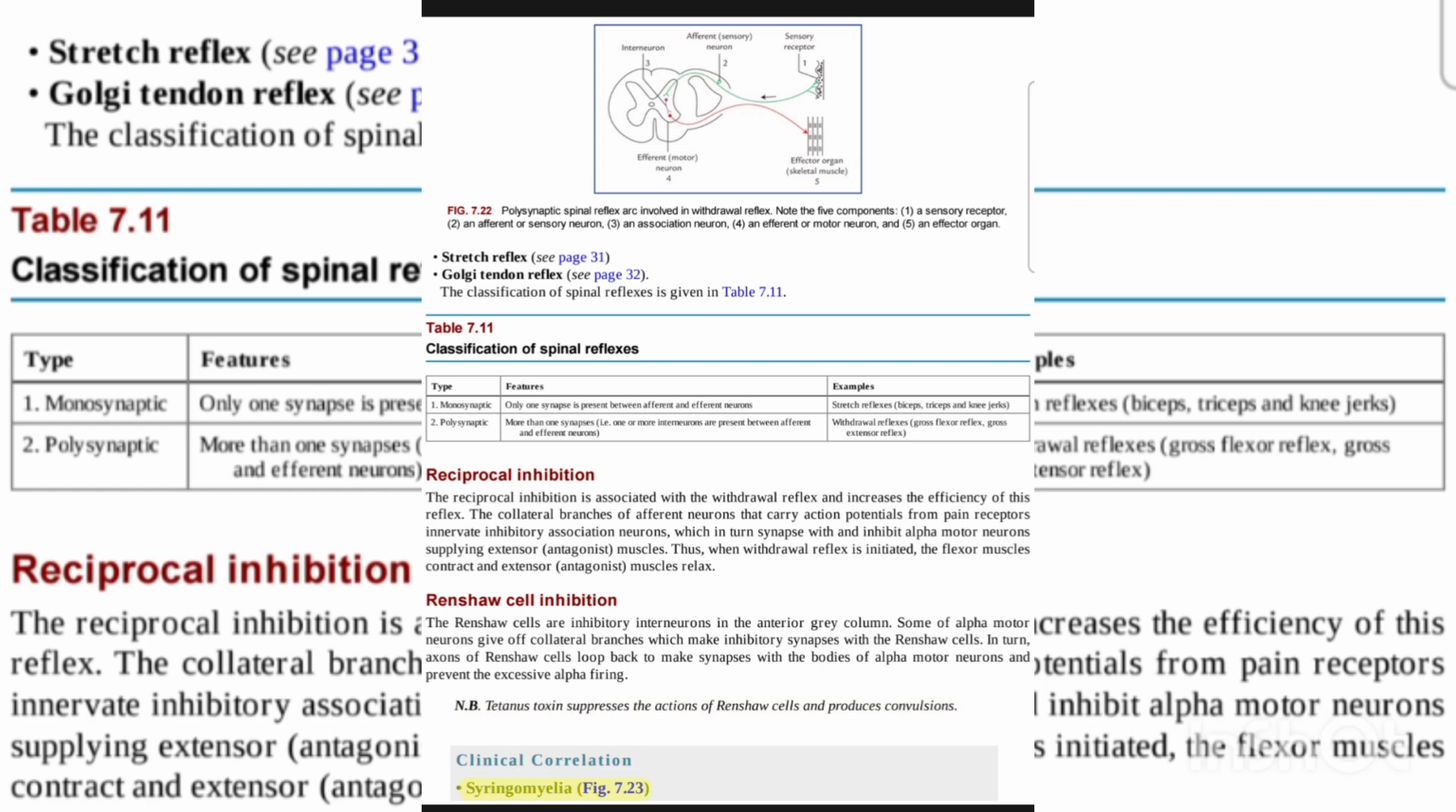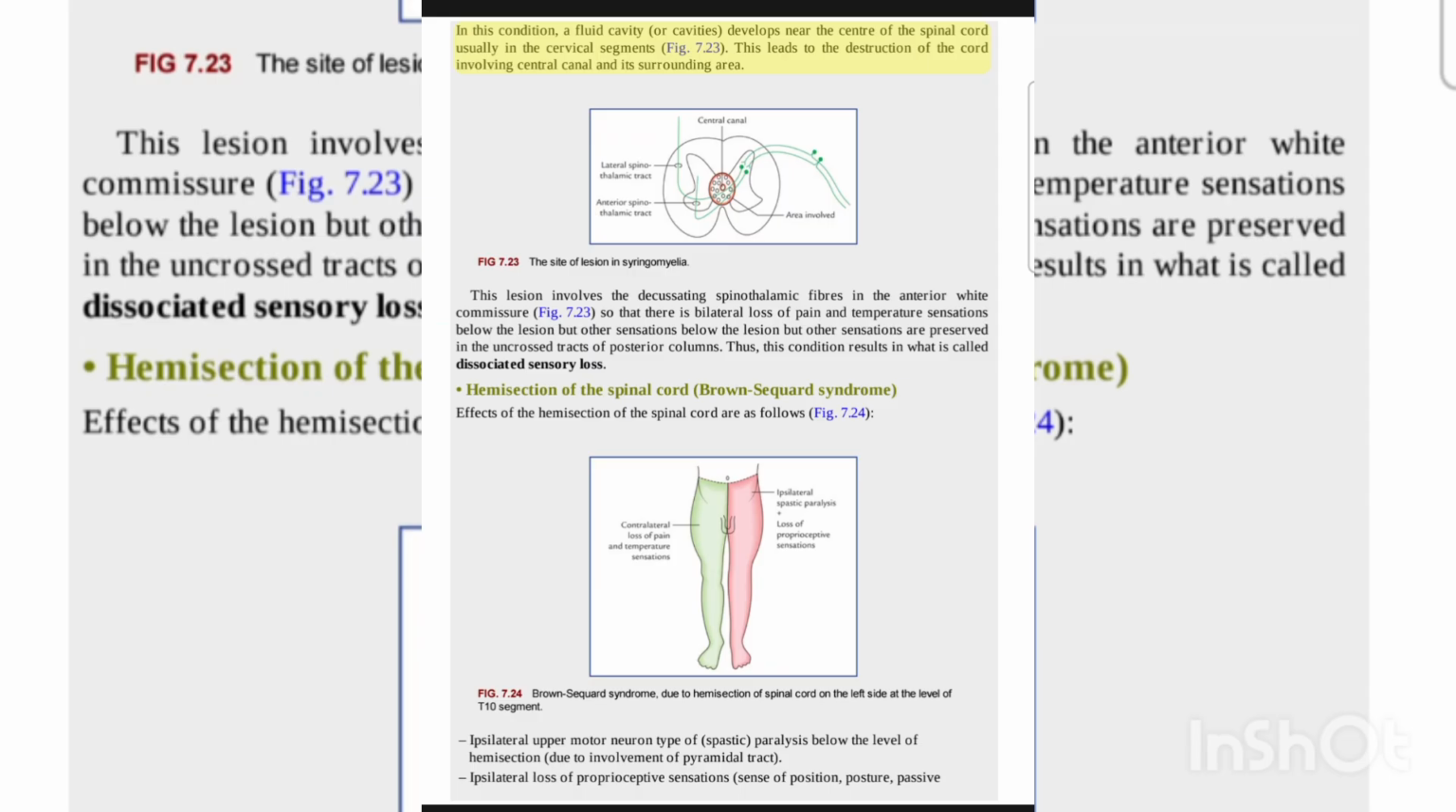Clinical correlation. Syringomyelia, Fig. 7.23. In this condition, a fluid cavity, or cavities, develops near the center of the spinal cord, usually in the cervical segments. This leads to the destruction of the cord involving central canal and its surrounding area. This lesion involves the decussating spinothalamic fibers in the anterior white commissure, so that there is bilateral loss of pain and temperature sensations below the lesion, but other sensations are preserved in the uncrossed tracts of posterior columns. Thus, this condition results in what is called dissociated sensory loss.